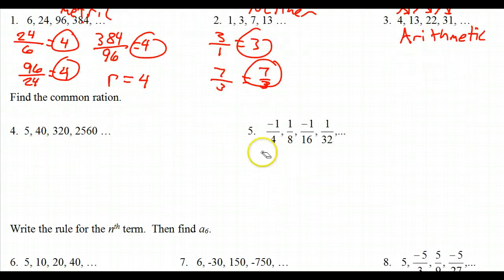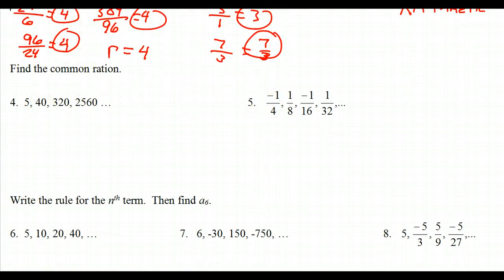Okay, so looking at number 4, if I just want to find the common ratio, I can just pick any term and divide by the previous term. So I can do 40 divided by 5, so the common ratio is 8.